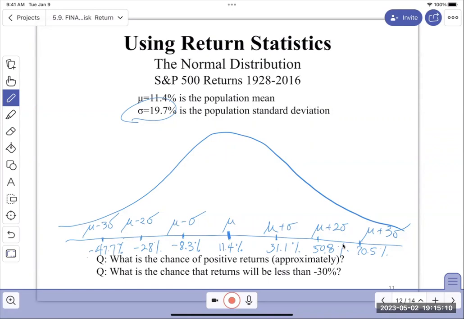And so let's see if we can answer the questions. What is the chance of positive returns? What could we say to that? So what did we learn about statistics? That 68% of the observations fall within 1 standard deviation of the mean. And so because of that, if that's 68, then this must be 34%.